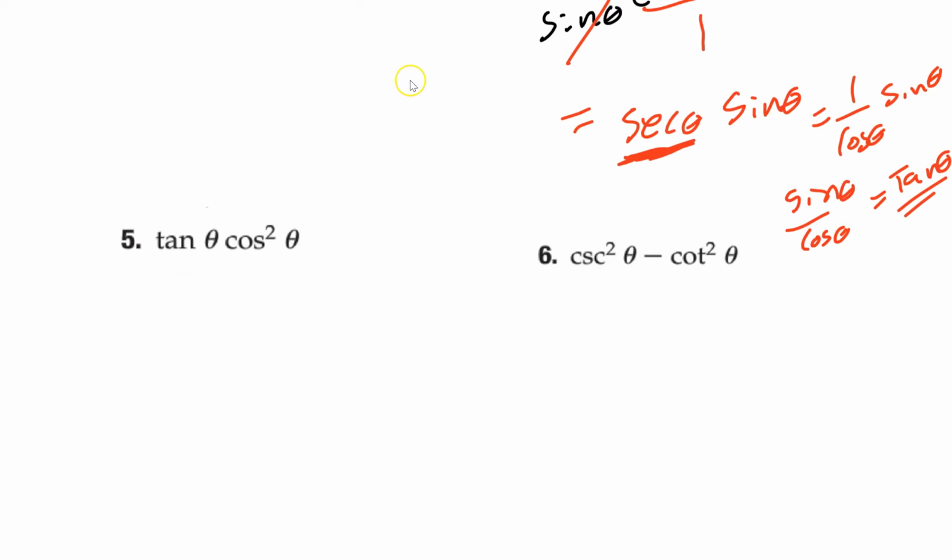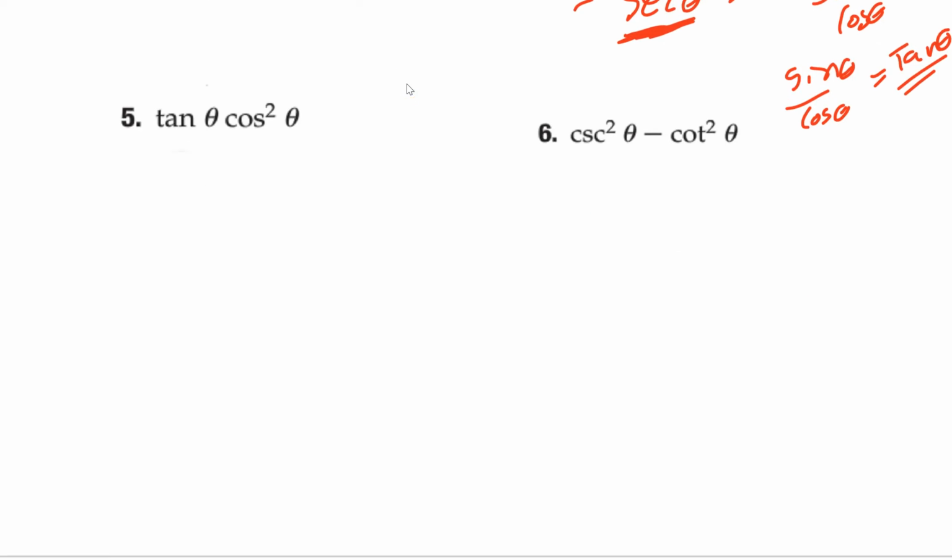I'll go back to the one I skipped in a second, I promise. That one's a little tougher. So look at this one. I got 10 times cosine theta. So I really can't do much here. Remember my last rule is change everything to sine and cosine. So we're going to change tan to sine over cosine. If we're not sure what to do, change everything to sine and cosine.